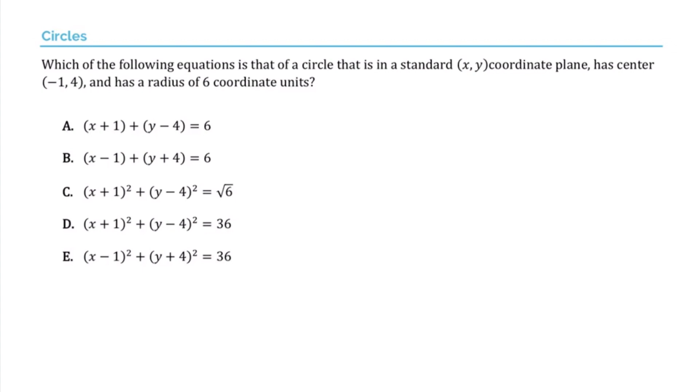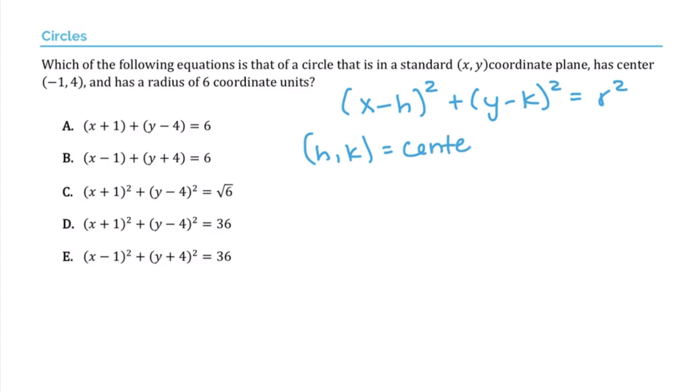Now we're going to cover the equation of a circle. What I want to make sure that you know is that the equation of a circle is (x - h)² + (y - k)² = r², and that is true when (h, k) is the center of the circle and r is the radius of the circle.